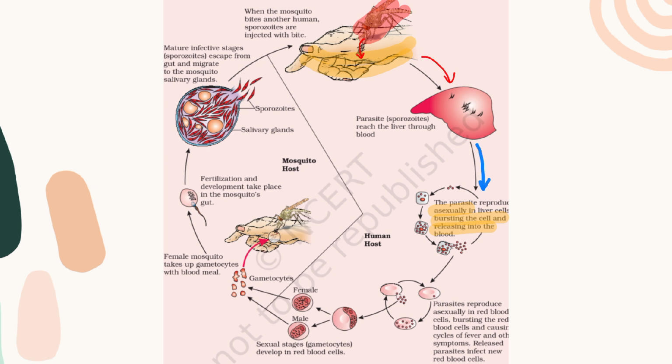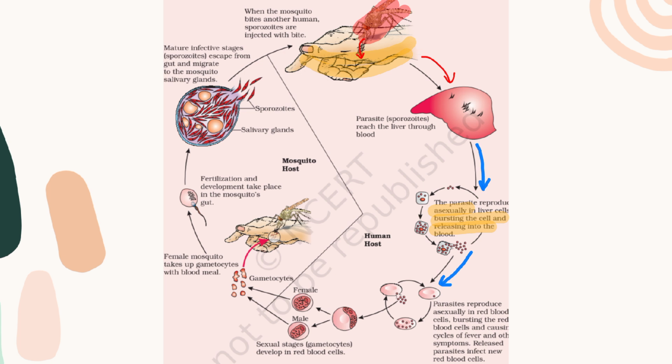Once again these sporozoites start reproducing in the RBC, that is the red blood cells. They once again reproduce asexually only. Sexual reproduction is not seen here, but these sporozoites reproduce asexually in the red blood cells. And once they have reproduced, these red blood cells burst open and release the sporozoites. But here there's a previous year question.